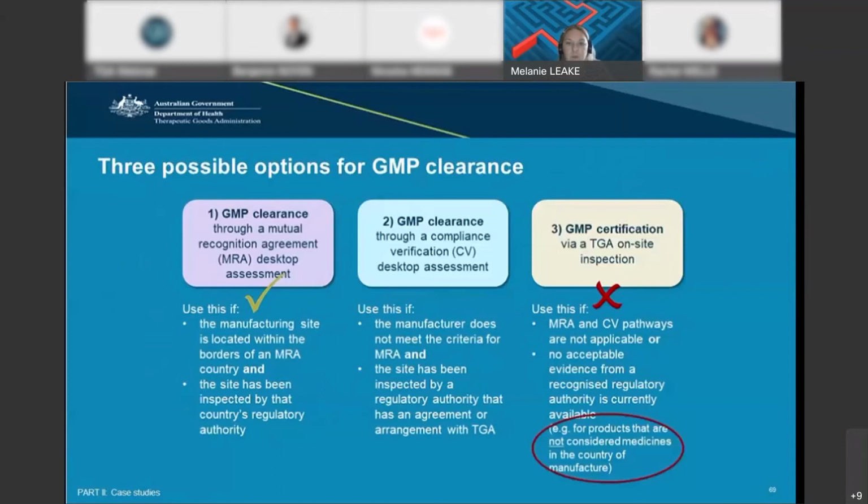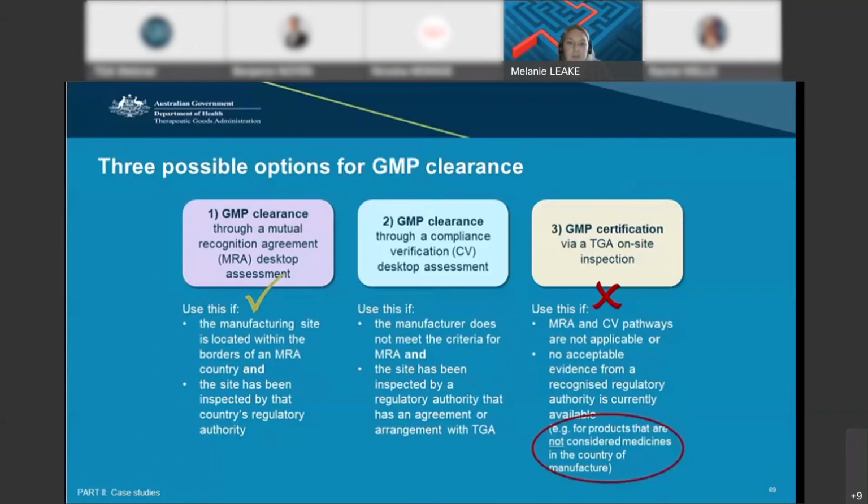There are three possible options for GMP clearance. The first is mutual recognition agreement, which you could use if your manufacturing site is within the borders of an MRA country and your site has been inspected by that country's regulatory authority. The second is the compliance verification pathway, which you could use if the manufacturer doesn't meet the criteria for MRA and the site has been inspected by an MRA regulatory authority.